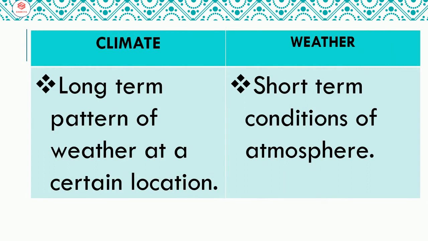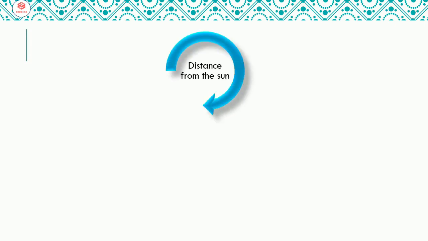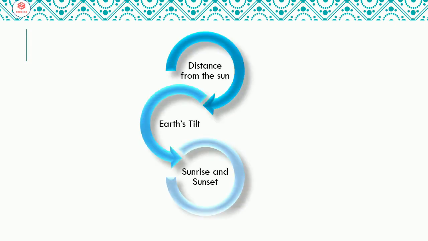Now, let's see the difference between climate and weather. Climate is the long-term pattern of weather at a certain location, and weather is a short-term condition of the atmosphere. Now let's see the factors affecting the climate of the earth. The factors that affect the climate of the earth are distance from the sun, earth's tilt, sunrise and sunset. Now let's see them in detail.